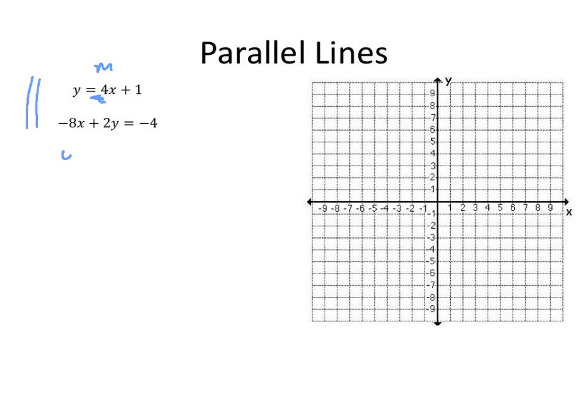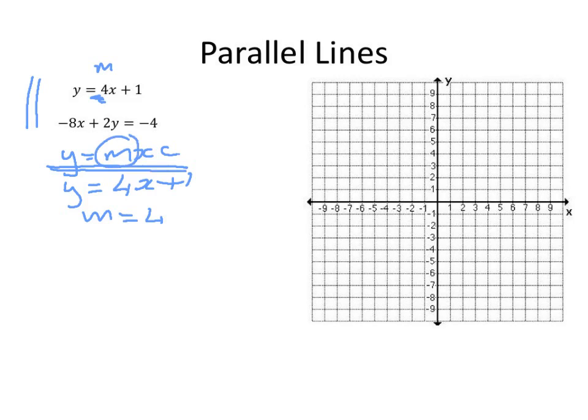Well, the first one is written in the form of y = mx + c. So in y = 4x + 1, I can read off the gradient is 4. But in the second equation, I've got to rewrite it in the form of y = mx + c, so that I can read off this m value, this gradient.